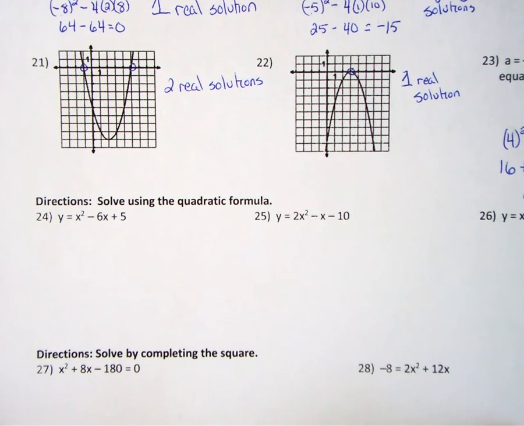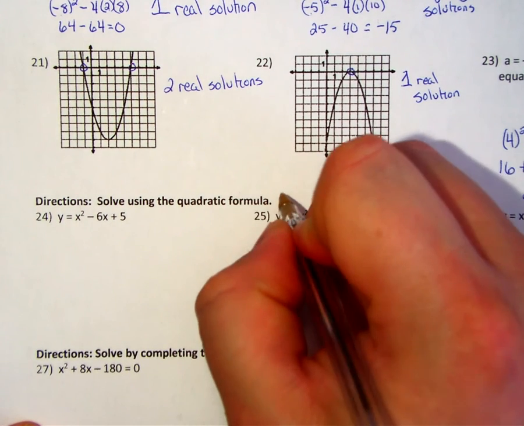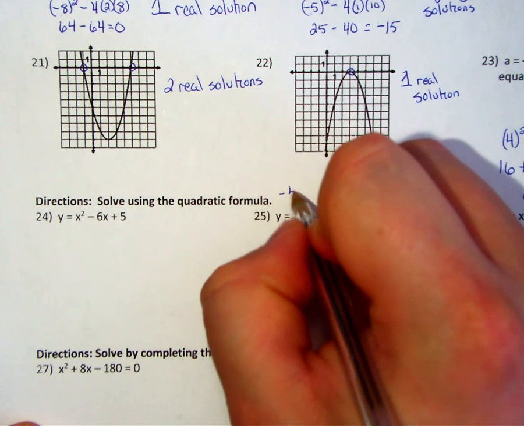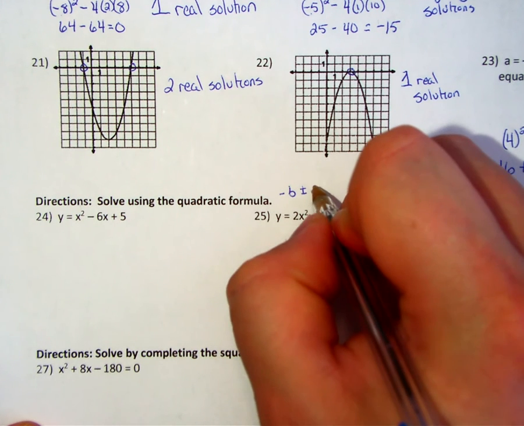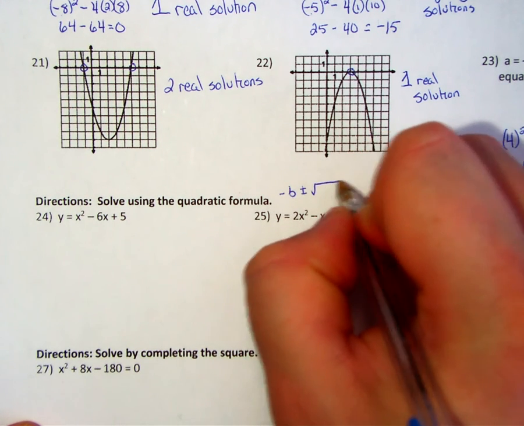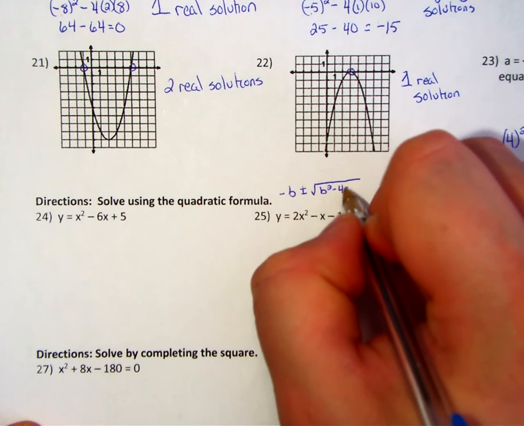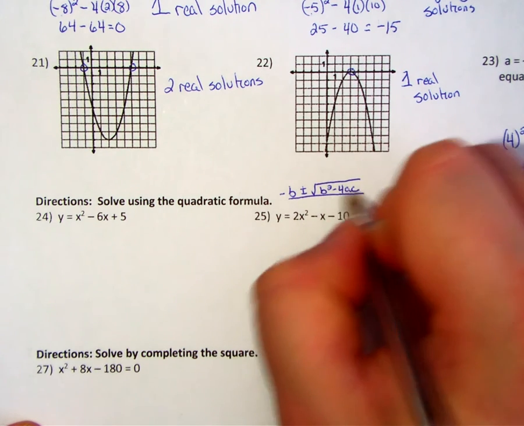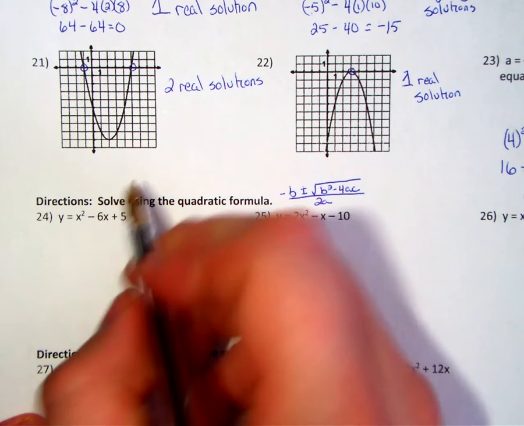Solve using the quadratic formula. Now the quadratic formula, hopefully you remember, is negative b plus or minus the square root of b squared minus 4ac all over 2a. So we're going to use that same formula for each of these three problems.